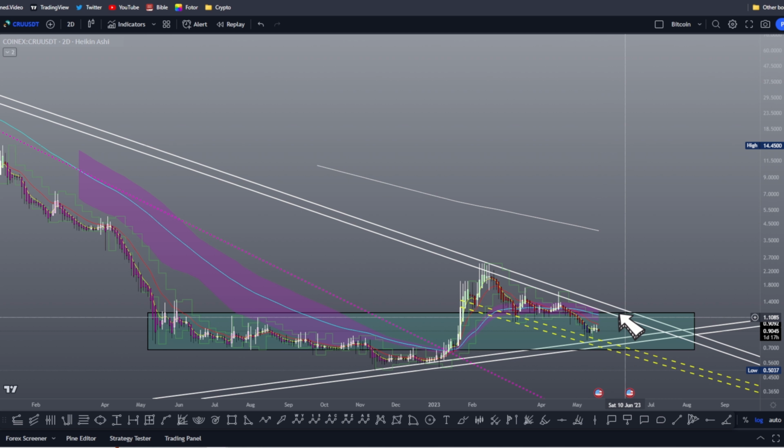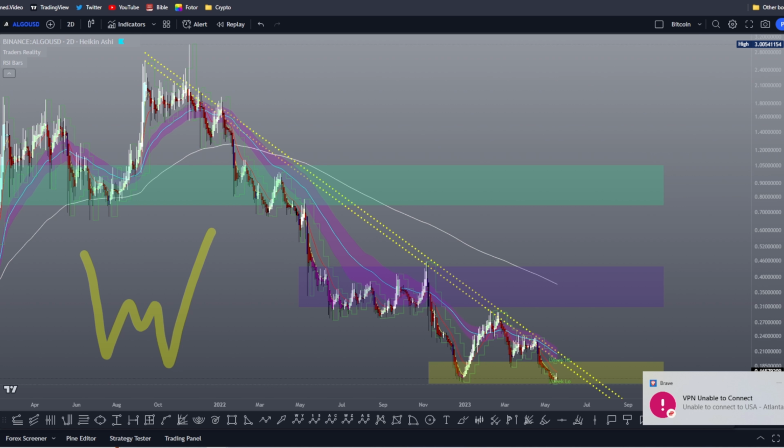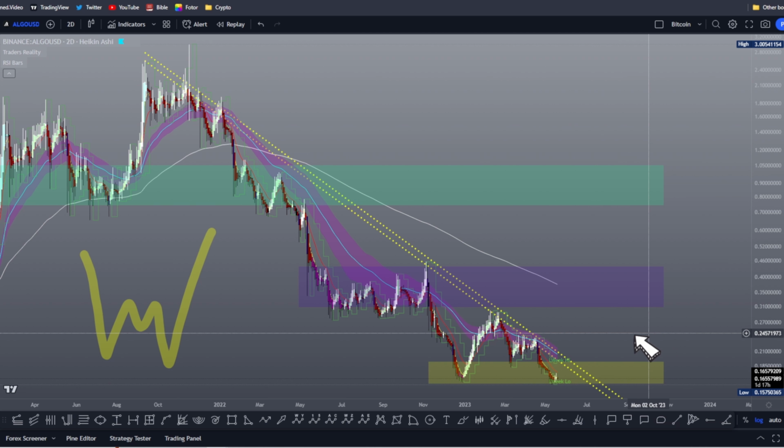Who knows? But looking for upside targets here, around $1.14 to $1.30 will be very important to break in the near future. Here for Algorand, it's still just continuing to trade in this yellow box, as I mentioned in the previous update for these altcoins. So nothing really too special to go over here.